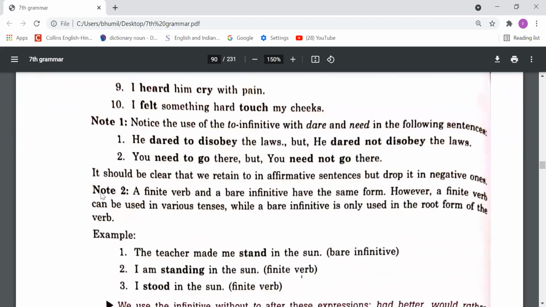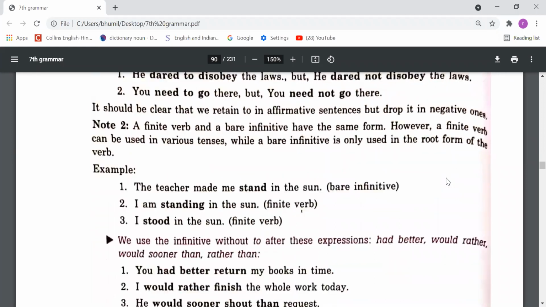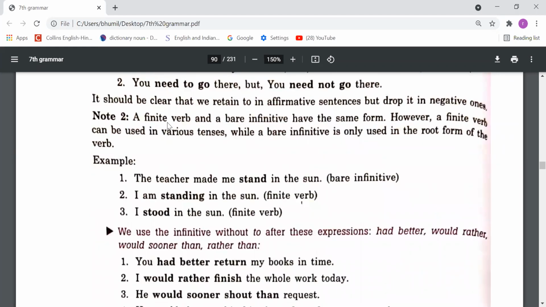Clear? It should be clear that we retain to in the affirmative sentence but drop it in the negative ones. So this thing I have told you. A finite verb and a bare infinitive have the same form. However, a finite verb can be used in various tenses, while the bare infinitive is only used in the root form of the verbs.